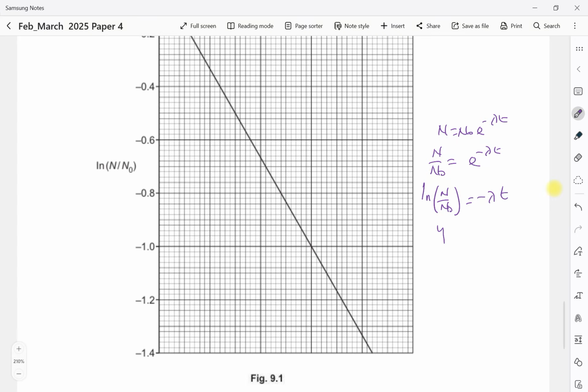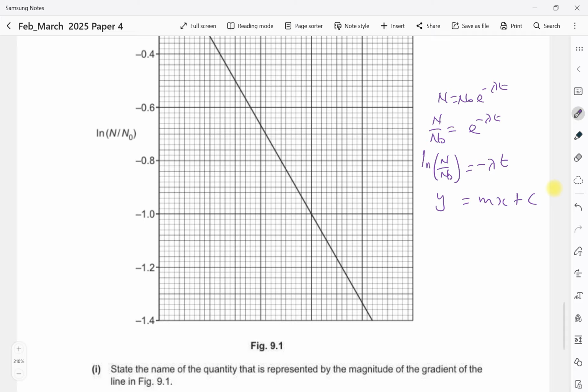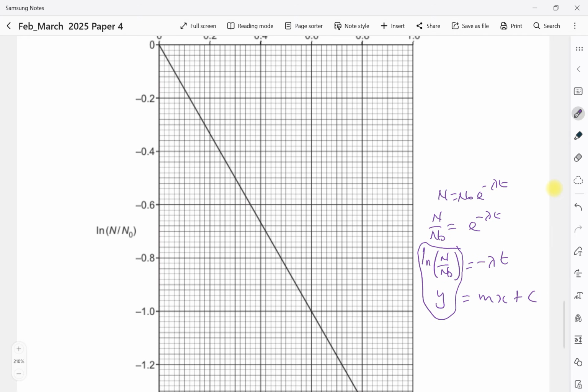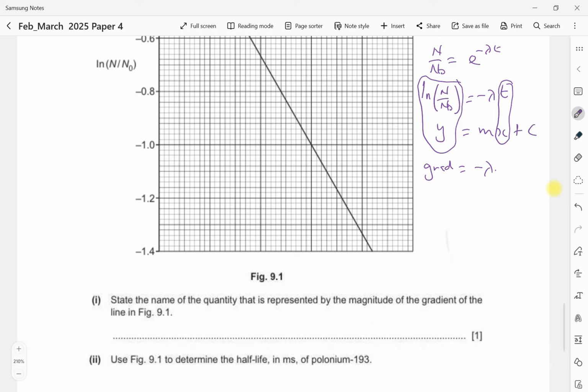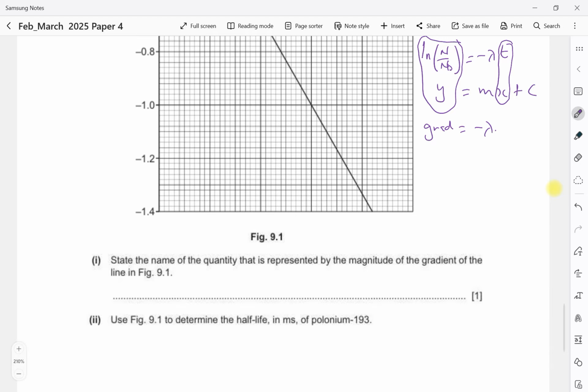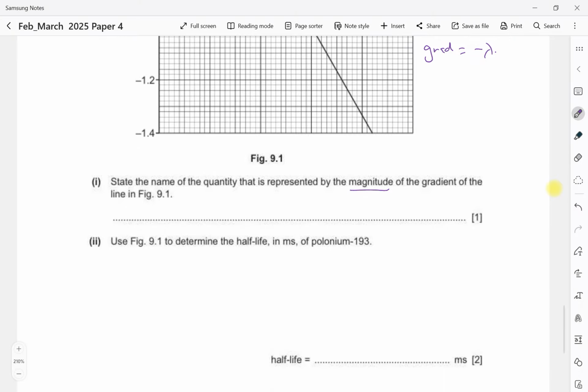When you compare this with y equals mx plus c, this means that if I have ln of N over N0 on the y-axis and time on the x-axis, the gradient is going to be the negative of the decay constant. So state the name of the quantity that is represented by the magnitude. Since it is magnitude, I will not mention the negative; the magnitude of the gradient represents the decay constant.